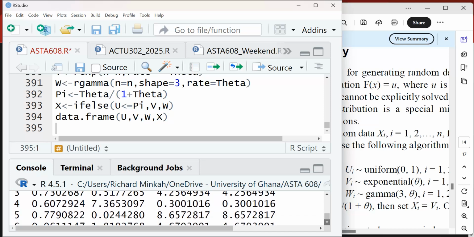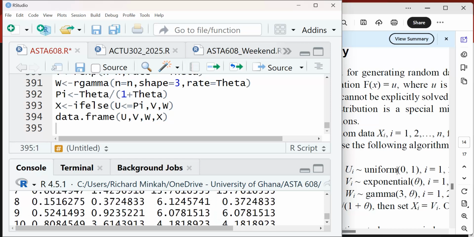Let's see if we have a smaller one. This one, let's see. 8. Is this one less than 0.33? Yes. So you see X value is the one from V. And so it works perfectly. So you see we are mimicking how to generate observation from what? A mixture distribution.